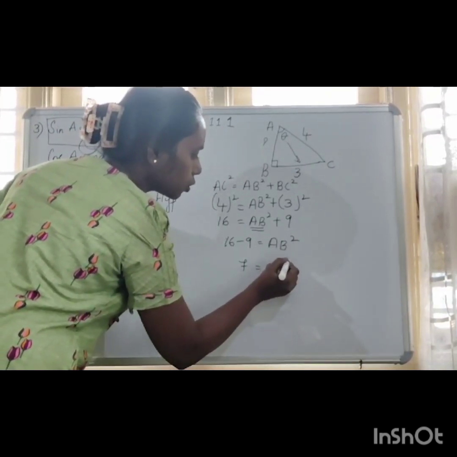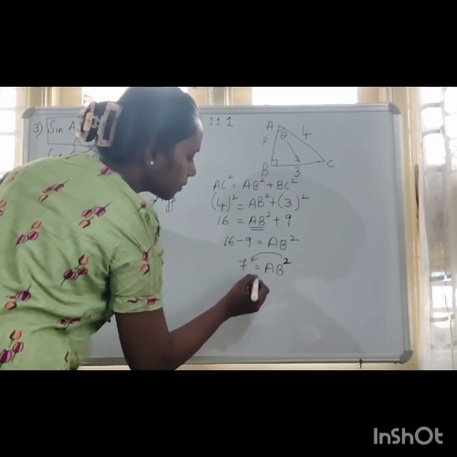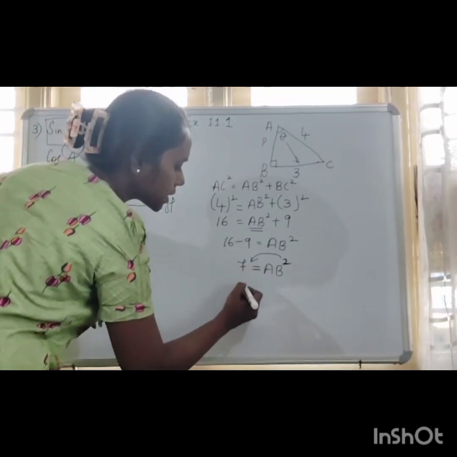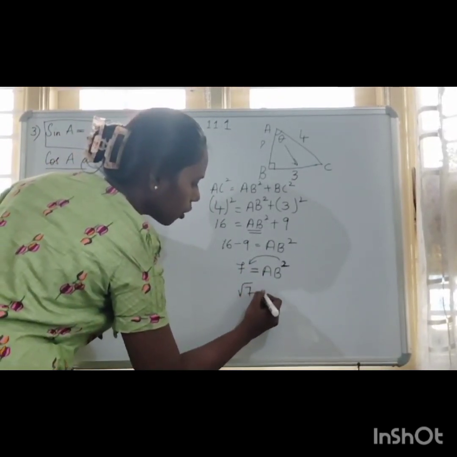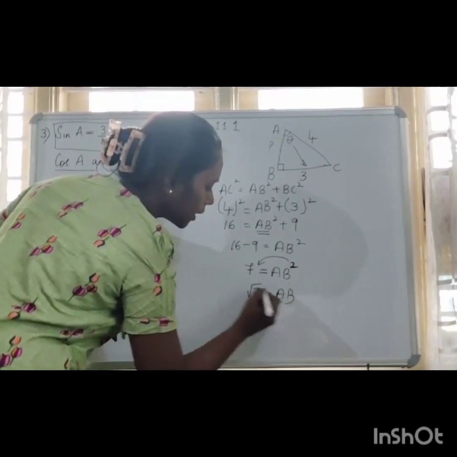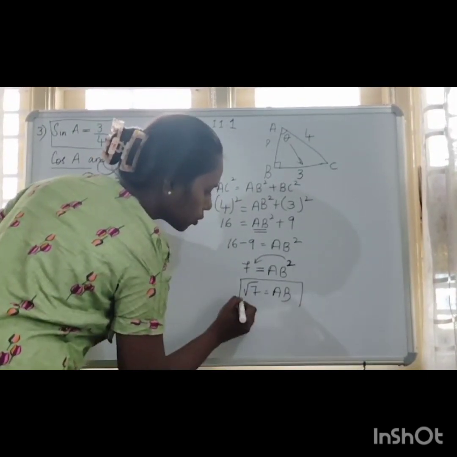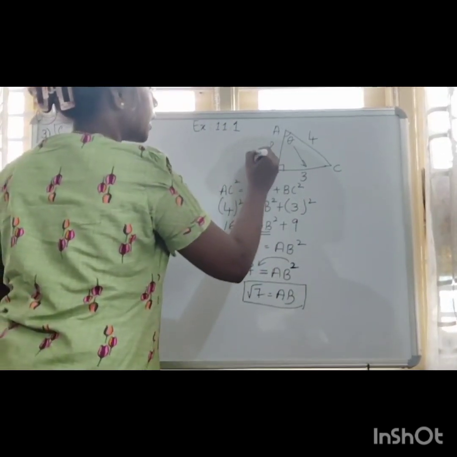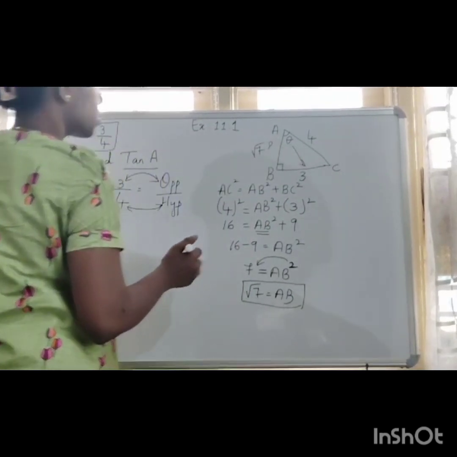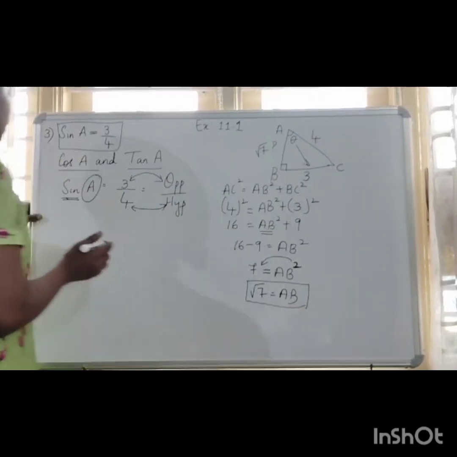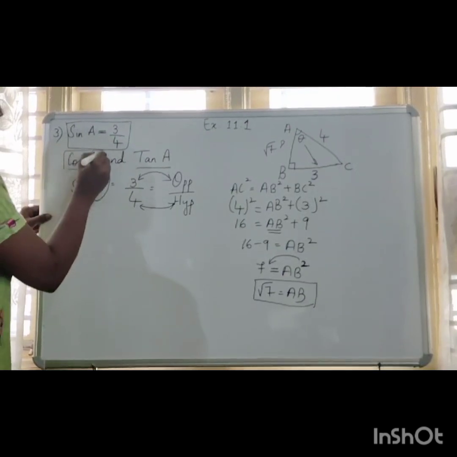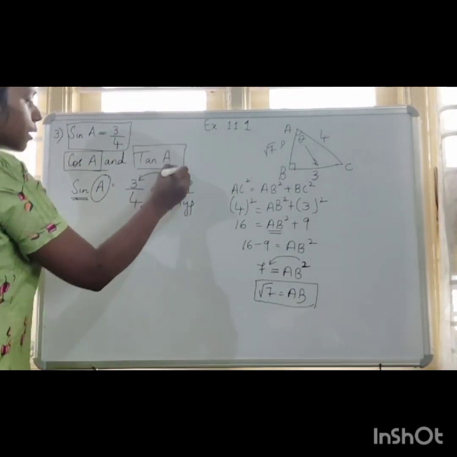When the 2 power crosses the equal sign and comes this side, it becomes root of 7. So we have got AB value as root 7. So AB value is root 7 centimeter. Now we have found out AB value. Now they have asked us to find out what is cos A and what is tan A.